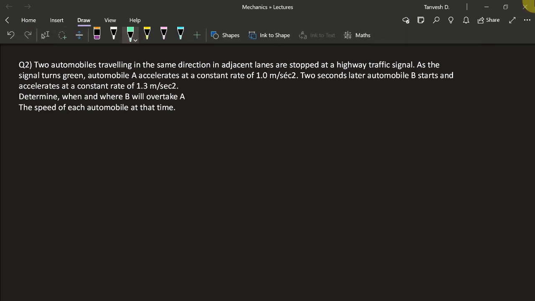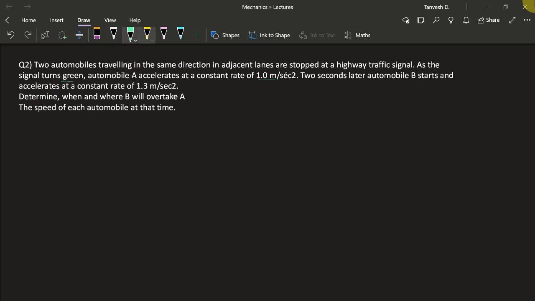Now what is given is two automobiles traveling in the same direction in adjacent lanes are stopped at a highway traffic signal. As the traffic signal turns green, automobile A accelerates at a constant rate of 1 meter per second square. 2 seconds later, automobile B starts and accelerates at a constant rate of 1.3 meters per second square. We need to determine when and where B will overtake A, and second, we need to determine the speed of each automobile at the time of overtaking.